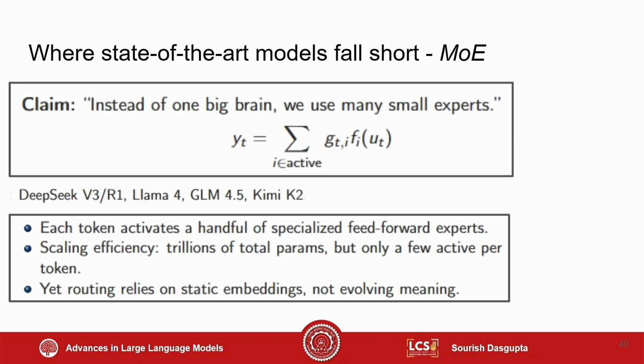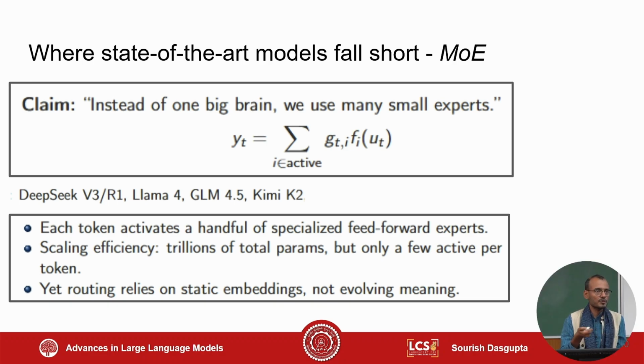Mixture of experts. I'm going through all this because these are what you would be looking at, and you might be thinking, why do we even need to think about SSMs and S4s and all of that? That's why I'm giving you this perspective. The MoE philosophy is, instead of one big brain, we use several smaller brains. That's the abstract equation, if you want.